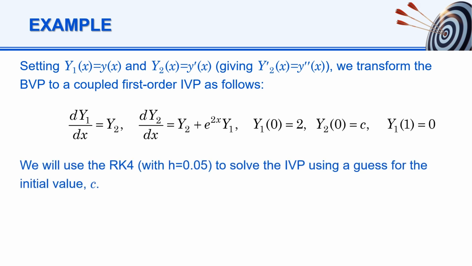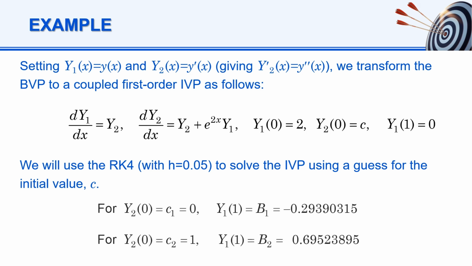We will use the RK4 with h equals 0.05 to solve the initial value problem using a guess for the initial value. For initial guess value of C1 equals 0, we obtain the right boundary value B1 as minus 0.293, 903, etc. For initial guess value of C2 equals 1, we obtain the right boundary value B2 as 0.695, 238, etc.